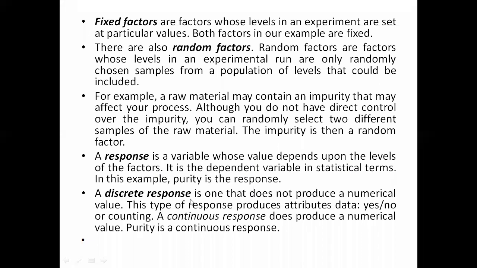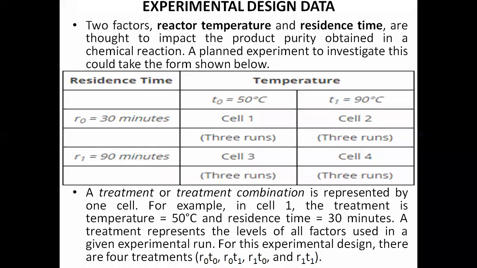A discrete response is one that does not produce a numerical value. This type of response produces attribute data, like yes or no. A continuous response does produce a numerical value. Purity is the continuous response, right? So good, excellent, average, below average, like that you are going to get the values, but they will not be numerical, right? Now here the study will start.